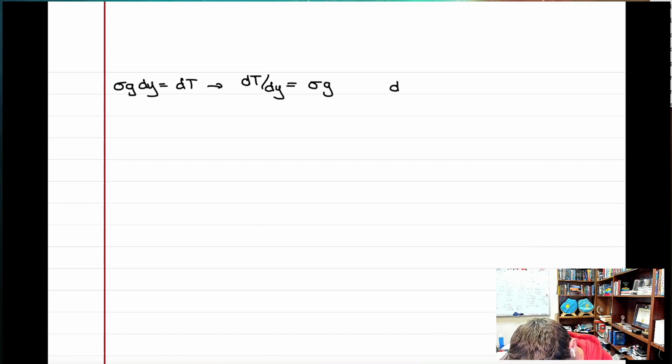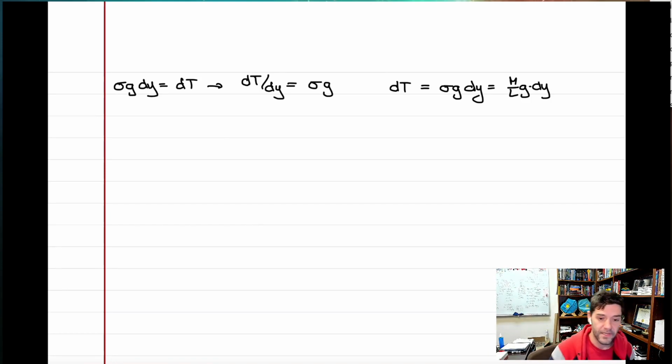But I'm going to keep it as it originally was written. dT is then sigma g times dy, which, since it's uniform in mass, I could write as M divided by big L, g times dy. And now I have a separable differential equation. The left-hand side only depends on T. The right-hand side only depends on y, since M, g, and big L are constants.